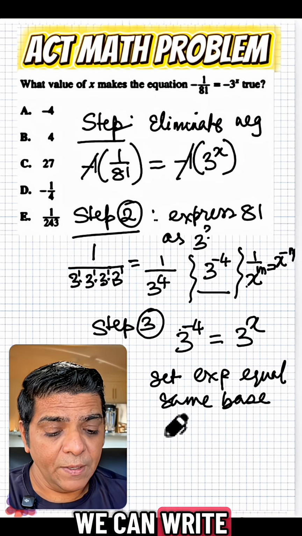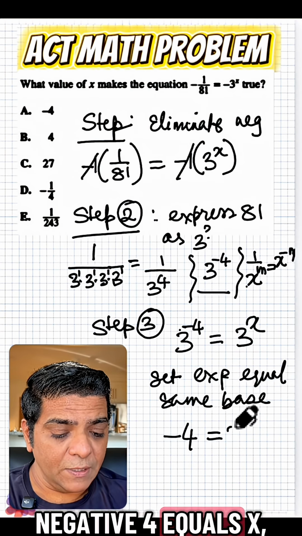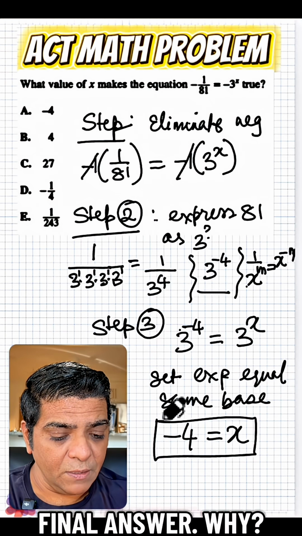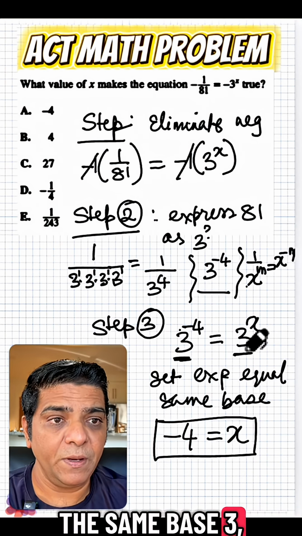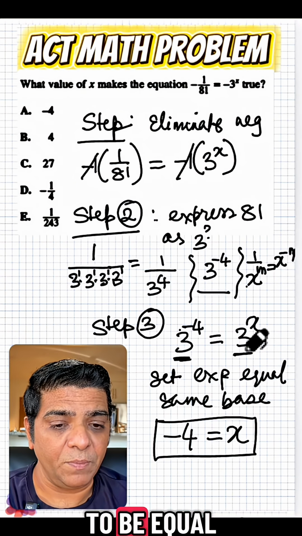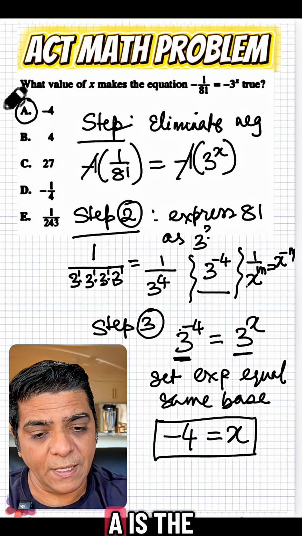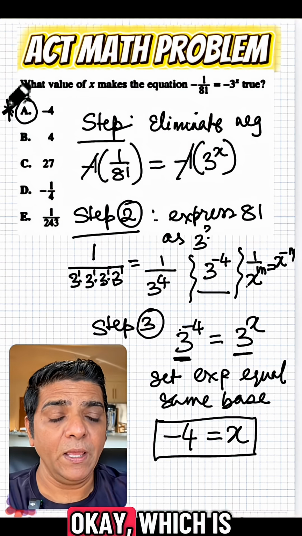So we can write negative 4 equals x, which is going to be our final answer. Why? Because we had the same base 3. When you have the same base 3, the exponents can be set equal to each other, which is choice A, the correct answer, okay, which is negative 4.